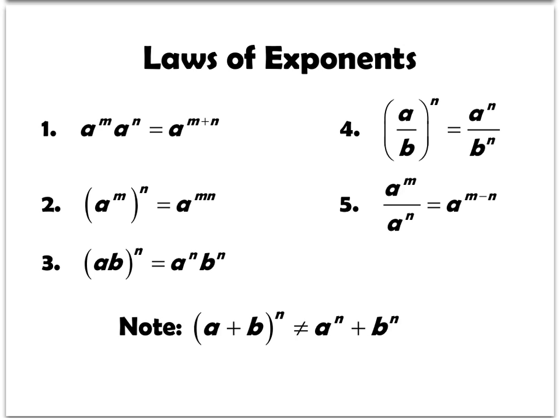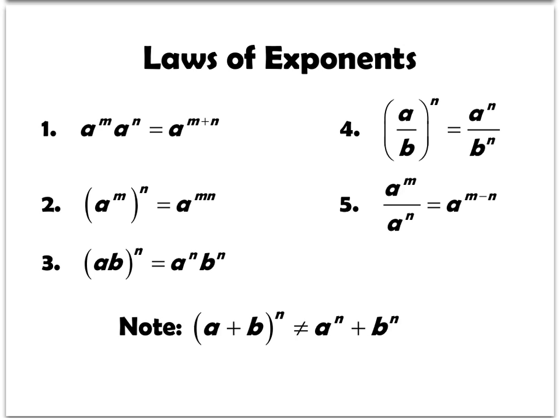The fourth is similar, but it deals with division. Here we have a divided by b, raised to the n. It's a to the n divided by b to the n. And then the fifth property deals with dividing like bases. If we have like bases, we simply subtract the exponents.